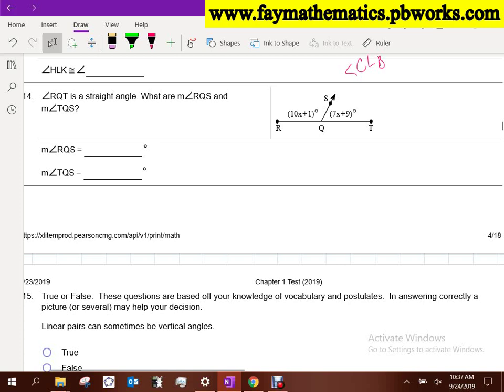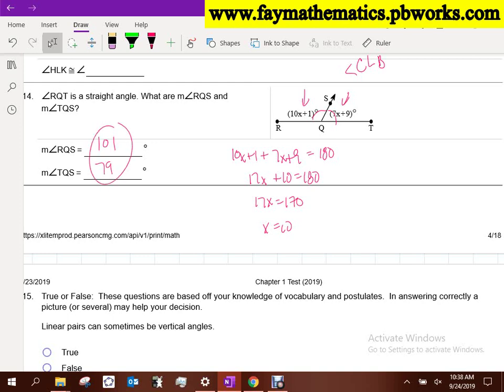Here we have a straight angle idea. So that angle plus that angle should equal 180 degrees. The idea of a straight angle is that they sum to 180 degrees. So 7x plus 9 is equal to 180. So I got 17x plus 10 is equal to 180. 17x is equal to 170. X then is 10. If x is 10, then plug that in there. RQS would be 101 degrees. Plug it in there. 70 plus 9 is 79. Add those together. That's your check. You get 180, so you know you're right.